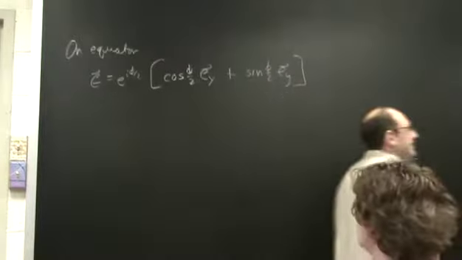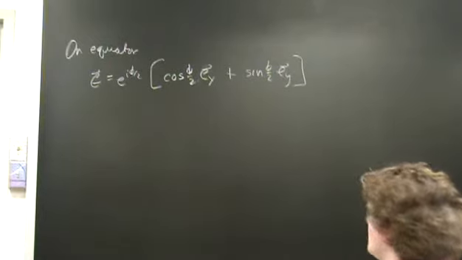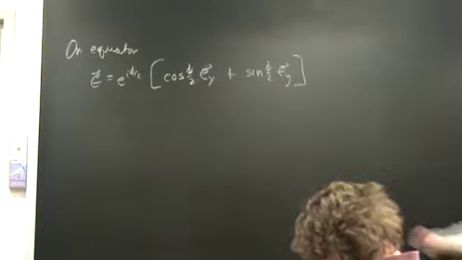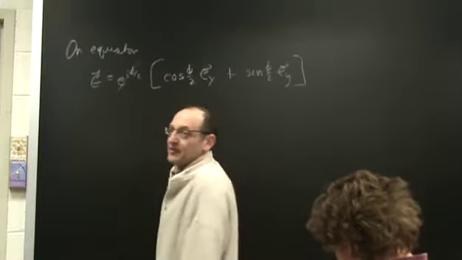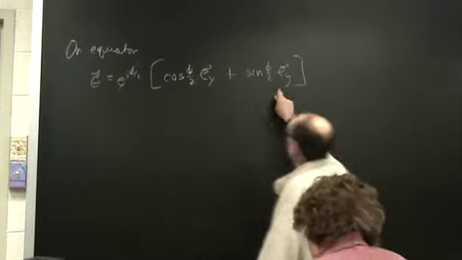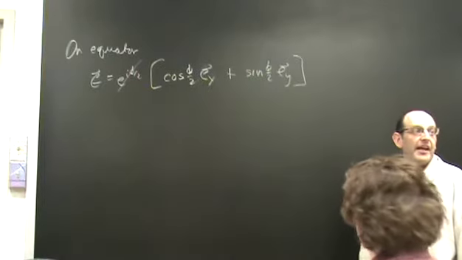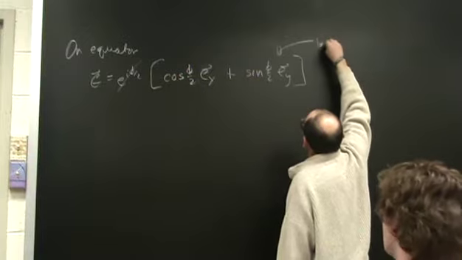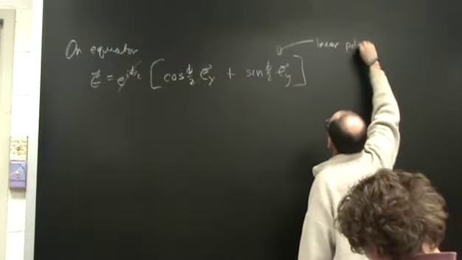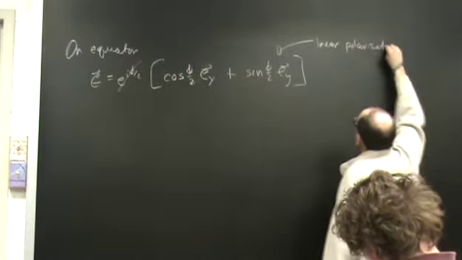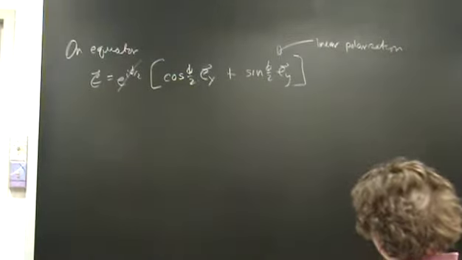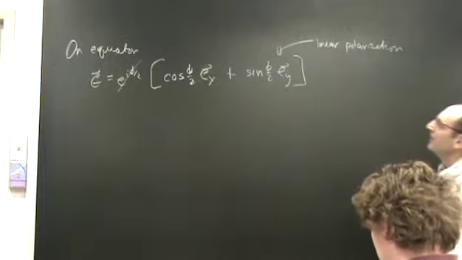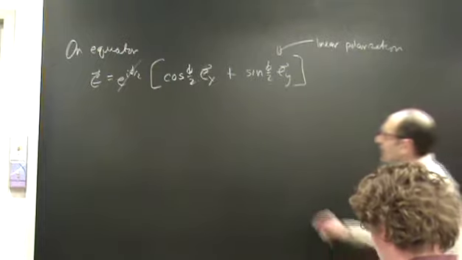What kind of polarization is that? Linear. The overall phase is irrelevant. This is a real vector in the xy plane. Therefore, this is linear polarization. And the direction of the polarization is the following.